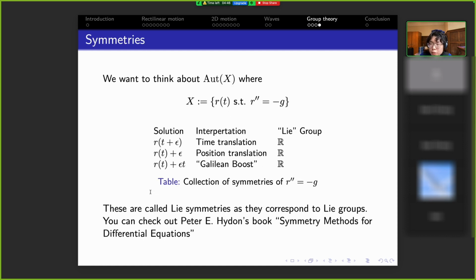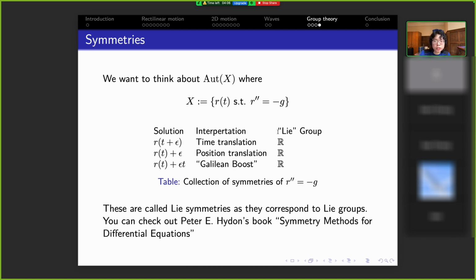So rigorously, we are trying to think about the automorphism group of differentiable functions such that the second derivative is minus g, and we actually get groups. You're going to do this in the problem sheet, and the idea is that time translation actually forms a group, and position translation also forms a group. We call these Lie groups. It's a very fancy name. Lie is a person, and he did research on these kinds of things. But what Lie groups really mean is that they're continuous groups, so they're kind of like infinite groups, sort of.